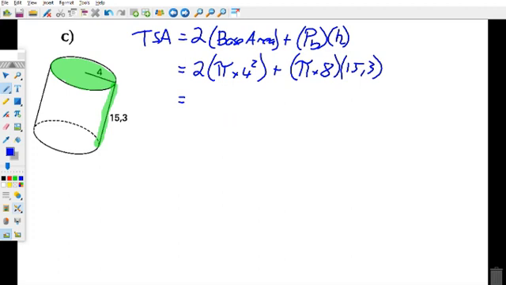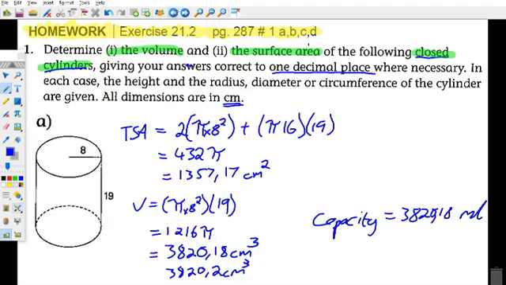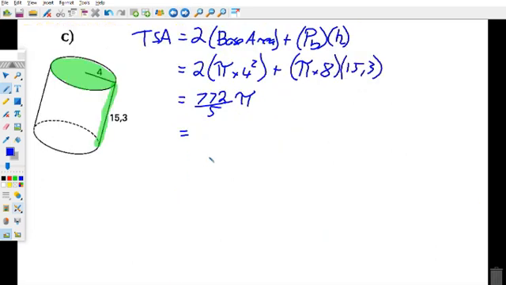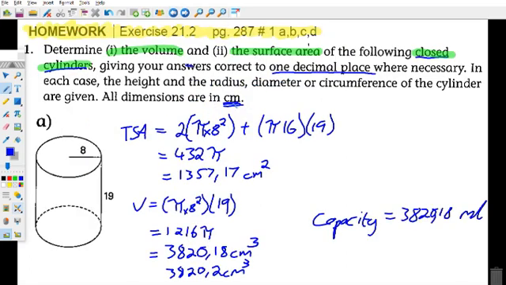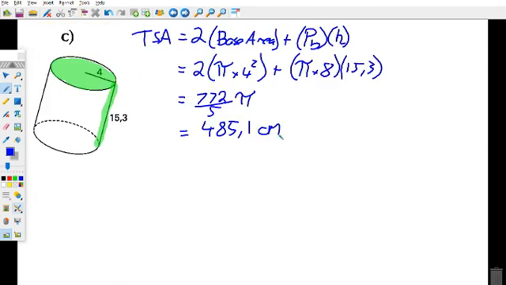And we get 772 over 5 pi. But now we want it in decimal places. Do they ask for 1 or 2 decimal places? They want 1 decimal place. So let's put it to 1 decimal place, as they asked. So it's 485.1. And what's the unit? The unit is centimeters. But we're finding the area, so it's going to be centimeters squared.